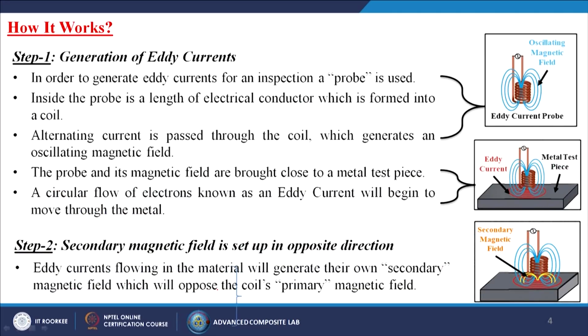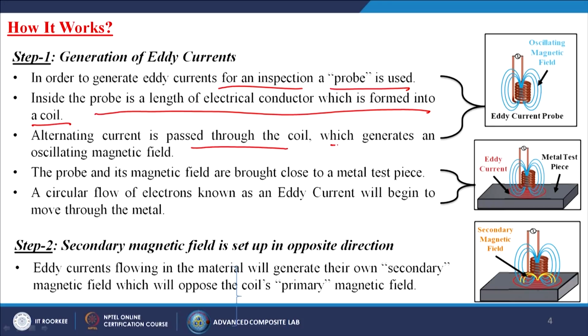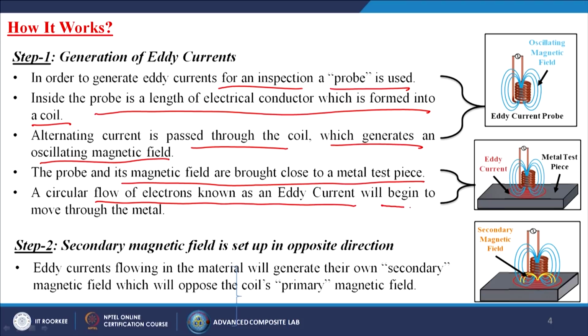How it works? Step 1: generation of eddy currents. In order to generate the eddy currents for an inspection, a probe is used. Inside the probe is a length of electrical conductor which is formed into a coil. So, you can see that coil. Alternating current is passed through the coil, which generates an oscillating magnetic field. The probe and its magnetic field are brought close to a metal test piece. A circular flow of electrons known as eddy current will begin to move through the metal itself, shown in red color.